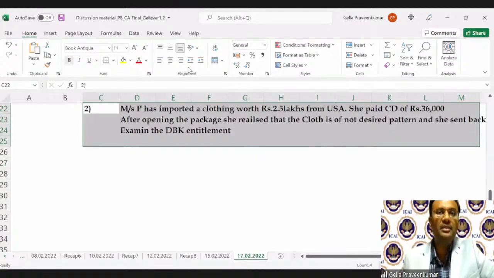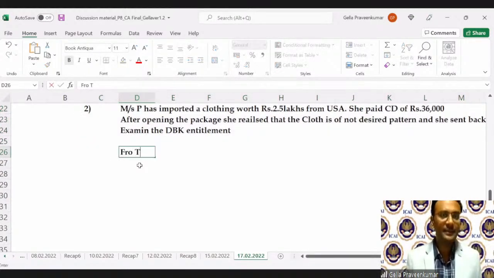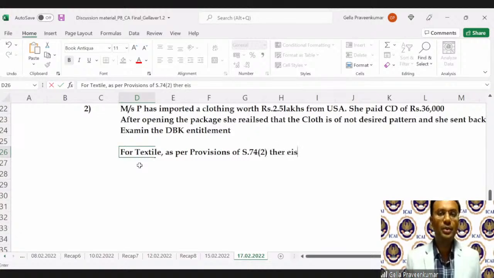Yes, Namita. Now, for point number 2, there's one more answer. Naveen Prakash says, apparel, it is not allowed. Now, I completely agree with both Naveen Prakash and Naveen Kumar, and also Priya, that in this case, for textile, as per the provisions of Section 74(2), there is no drawback permissible for used wearing apparel.